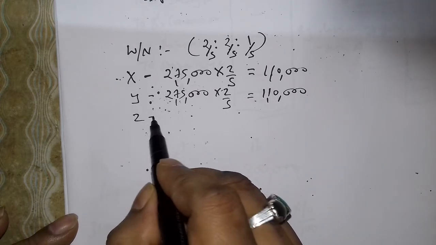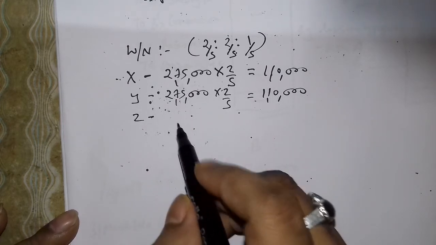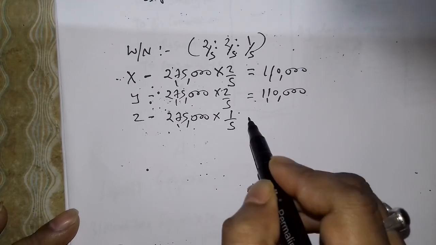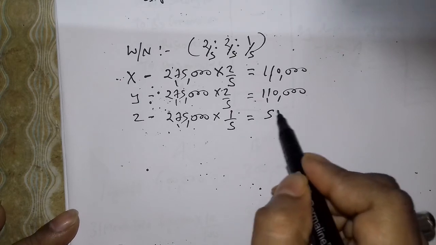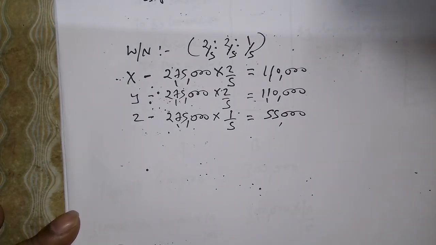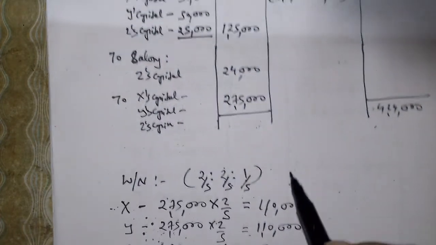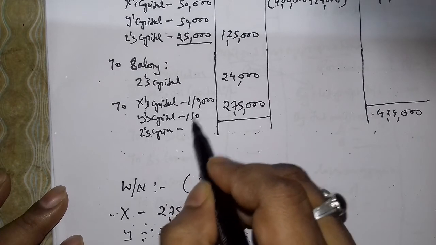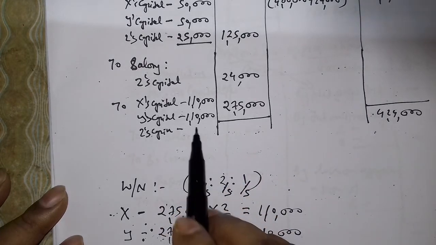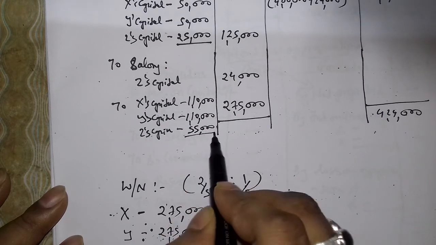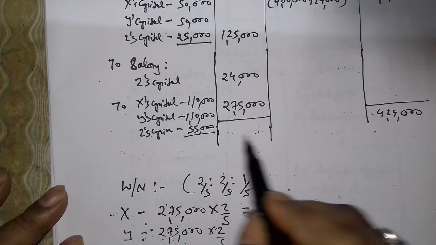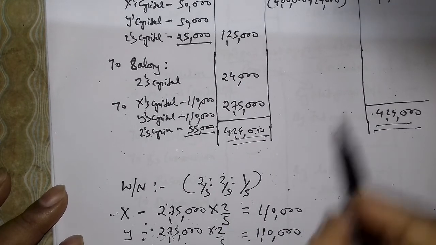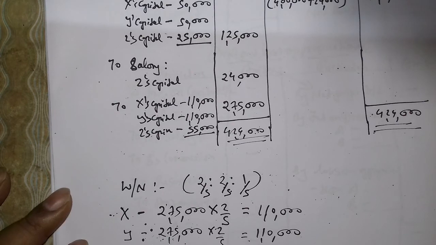And Z's profit will be 2,75,000 into 1 by 5, that is around 55,000. So you have to write here that 2,75,000 is divided between the partners as 1,10,000, 1,10,000 and 55,000 in the inner column. Then you have to total both the sides. 4,24,000 is the total on both the sides. Now in this way you have to do the profit and loss appropriation.